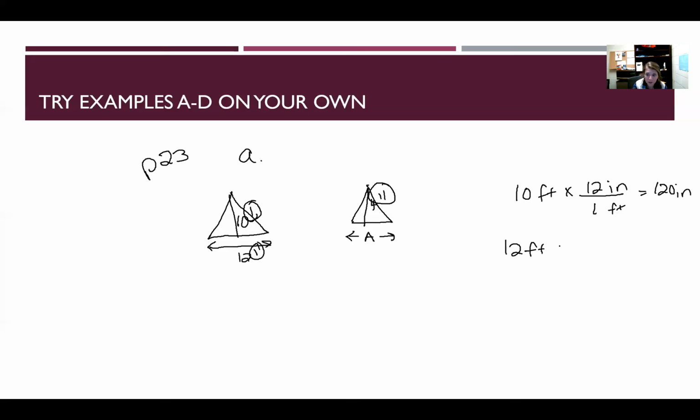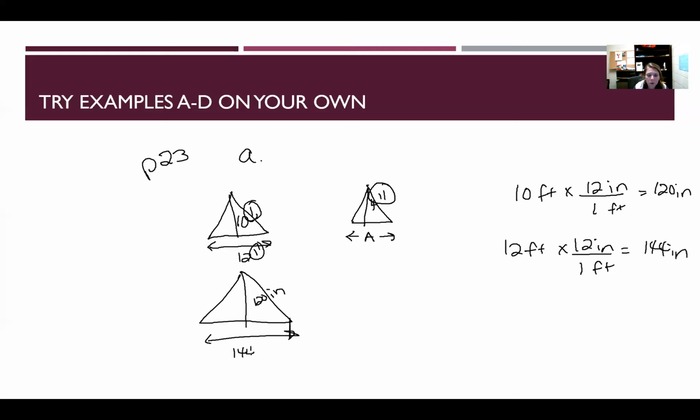And then 12 feet, 12 inches is going to give you 144 inches. Okay, so now let's compare. All right, so I'm going to redraw this. Now I have a length here of 120 inches and a length here of 144 inches.